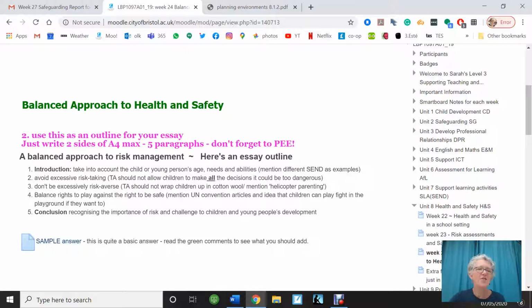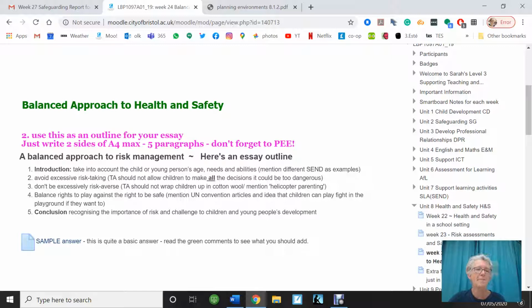The next 2 paragraphs, I'd like you to give examples, either from a video that we're going to have a look at or from your own school. So paragraph number 2 is about avoiding excessive risk taking. The TA shouldn't allow children to make all the decisions because it could be too dangerous. Is there a situation in your school where you think it might be a bit too dangerous? Or maybe the video would help you with this one.